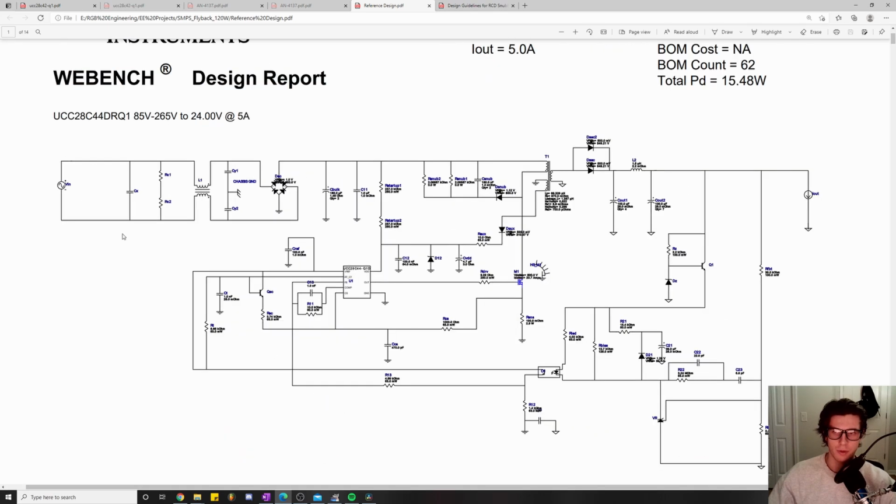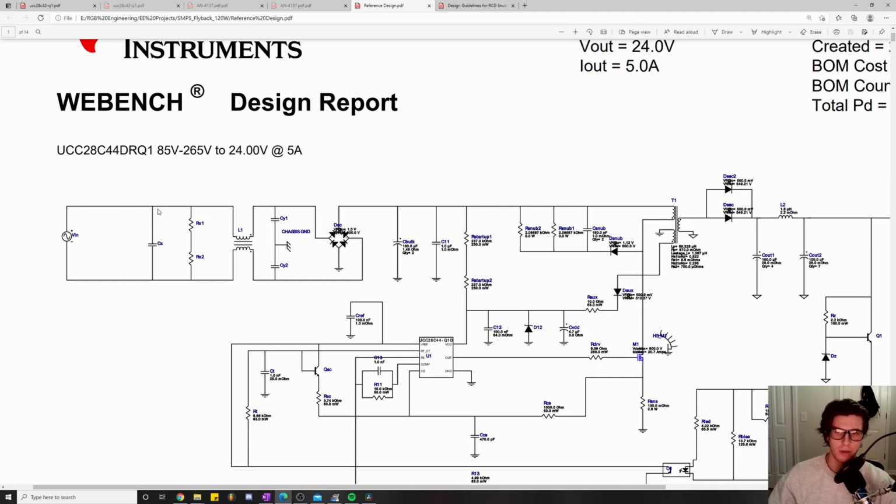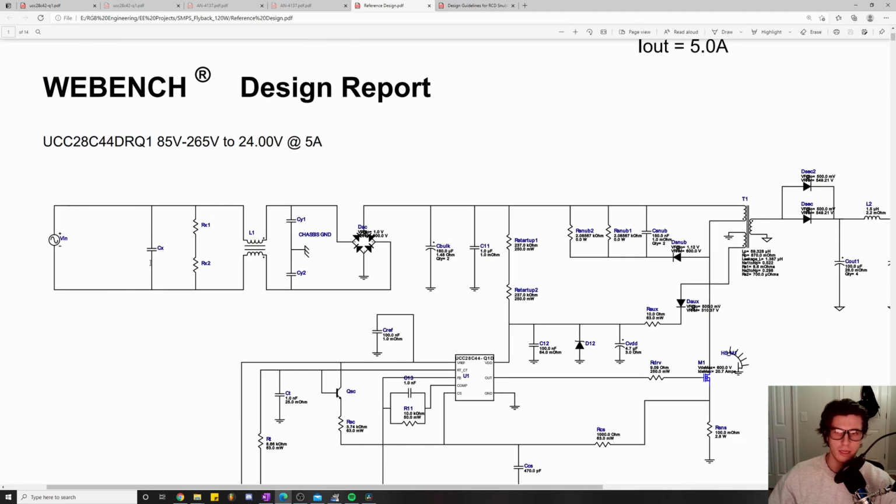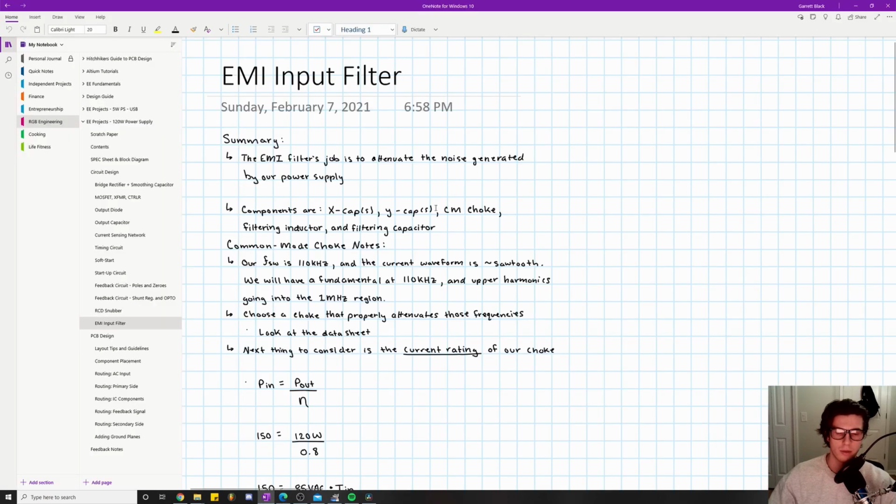The EMI input filter that we're going to be designing is going to have these X caps, this common mode choke right here, these Y caps, and then there are some filtering caps right here as well. Those are all part of the EMI input filter, and I'll get into a detailed explanation of how we went about doing that.